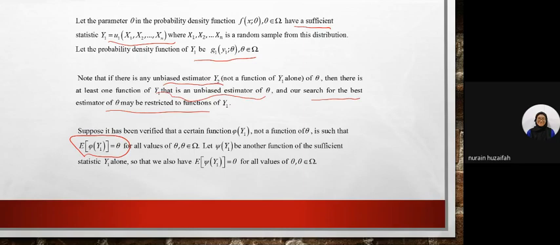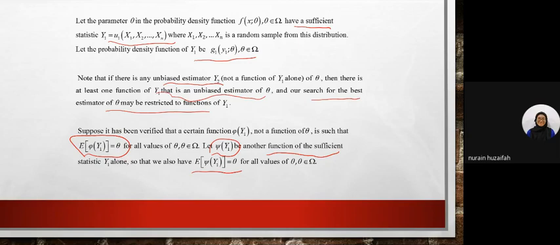Okay, so let's say you have another function, psi(Y1), another function of the sufficient statistic, where expected value of psi(Y1) equals theta. Because a sufficient statistic is not unique, it can have several sufficient statistics. That's why we have phi(Y1) and psi(Y1), but both are unbiased estimators of theta.